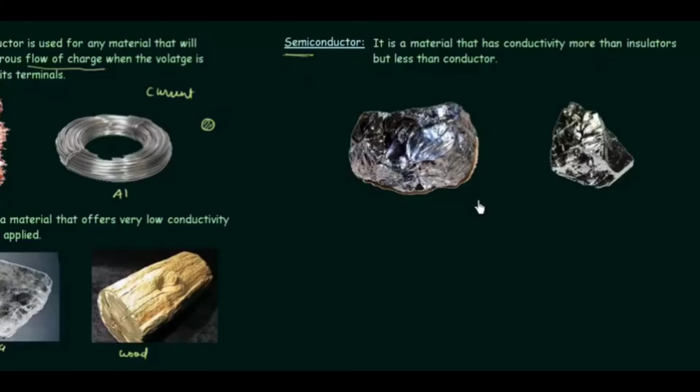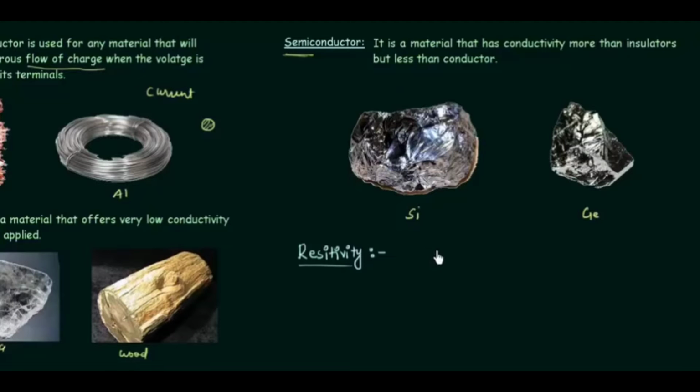The two most important semiconductor material that you should know are silicon and germanium. Silicon is represented by Si and germanium is represented by Ge. They are very important and we will see their properties in a minute, but before that I will talk about the resistivity. In this we will see the resistivity for the conductor, insulator and semiconductor. Let's start with the resistivity first.